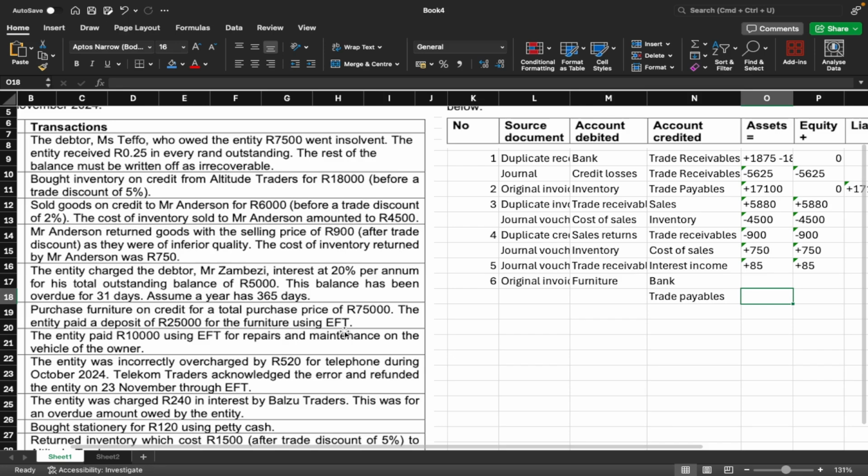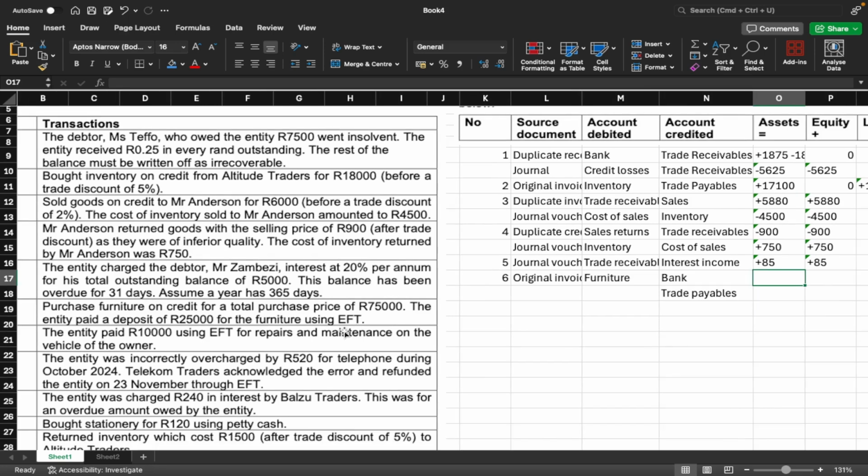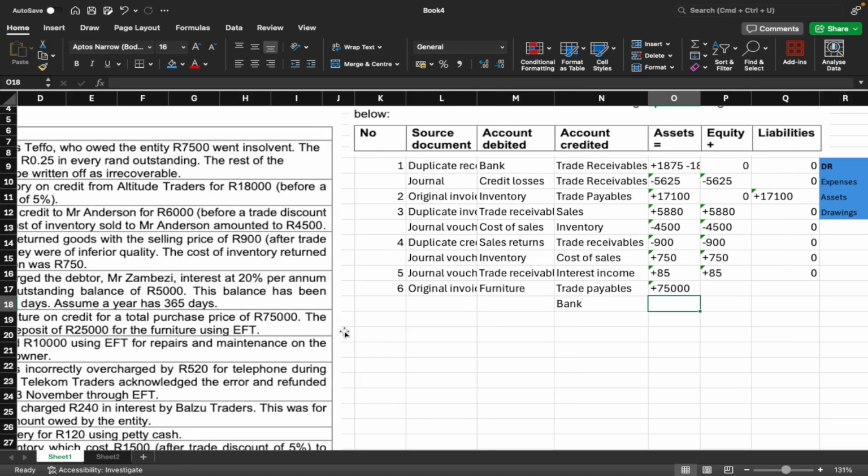We know furniture is going up by 75,000 rand because that's the value of furniture. So I'm going to put under assets, because furniture is an asset account. So I'm just going to switch these two around, put bank at the bottom and put trade payables at the top. You'll see why now, just to make space, because under assets I'm going to put plus 75,000 rand, okay, for the furniture that has just come in.